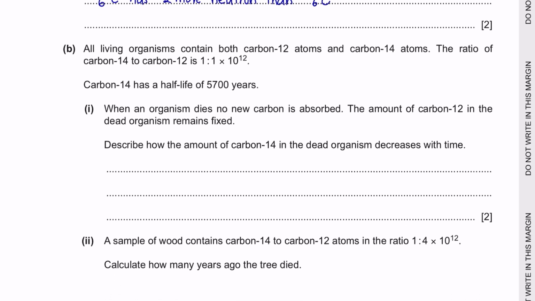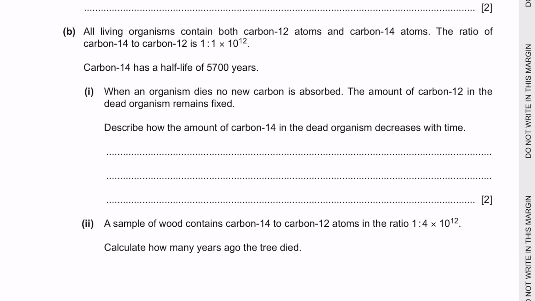Next question, part B. All living organisms contain both carbon-12 atoms and carbon-14 atoms. The ratio of carbon-14 to carbon-12 is 1 to 1 times 10 to the power of 12. Carbon-14 has a half-life of 5,700 years. When an organism dies, no new carbon is absorbed. The amount of carbon-12 in the dead organism remains fixed. Describe how the amount of carbon-14 in the dead organism decreases with time.